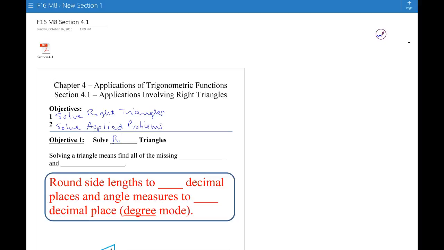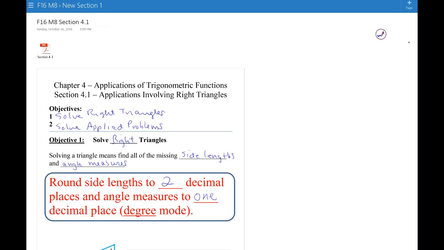So the first objective is going to be to solve right triangles. And what does it mean to solve a triangle? Solving a triangle means find all of the missing side lengths and angle measures. Every triangle has 3 side lengths and 3 angle measures, and you're going to need to find any that are missing from the problem statement. You're going to round side lengths to 2 decimal places and angle measures to 1 decimal place.